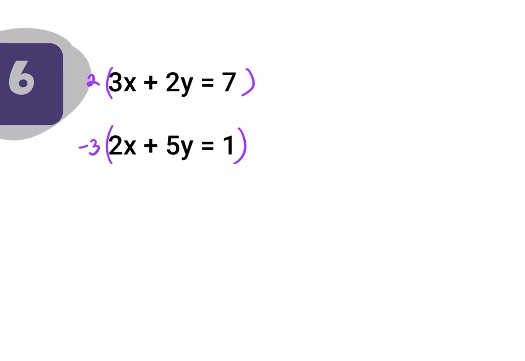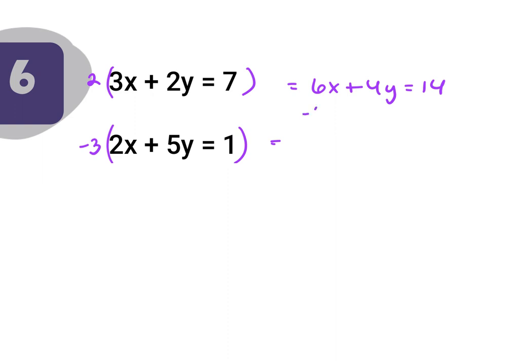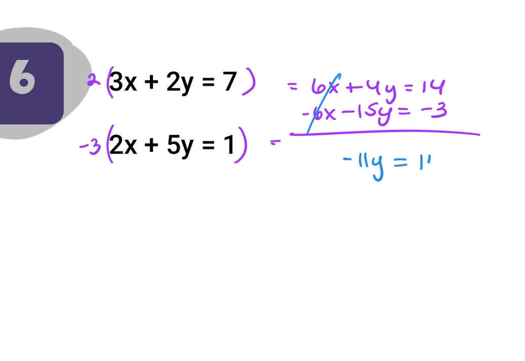Good. So then I'd multiply that 2 and I'd get 6x plus 4y equals 14. And in the bottom, you'd get -6x minus 15y equals -3. Don't forget to go all the way across to the equal sign to get to the last term. Now, when we add, the 6x and -6x are going to cancel out, which was our goal. And I get -11y equals 11. Divide both sides by that -11. And y equals -1.